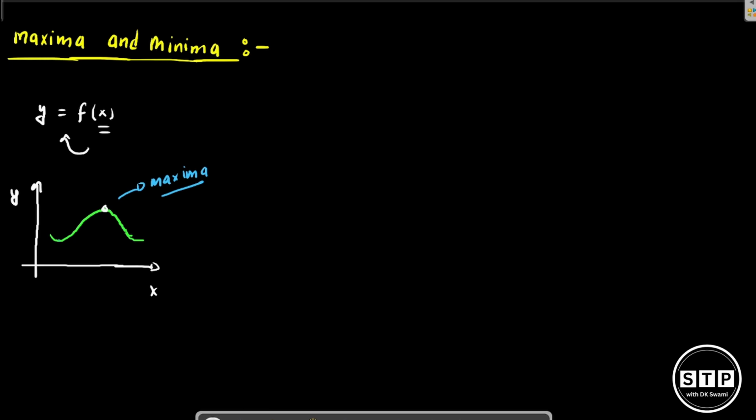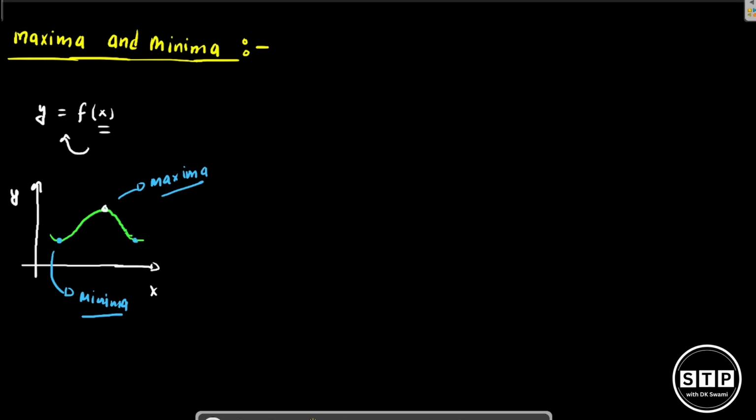And there are other points, like this point and this point, where the function is having minimum value compared to the other values nearby. That is known as the minima, also called the local minima. So these are the maxima and minima. Now how do we mathematically define this maxima and minima?